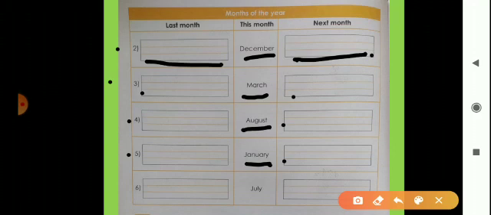February. Then the sixth number. This month is July. So the last month is June. So write here June. And then the next month of July is August. August. You should fill this chart in your grammar book. Okay.